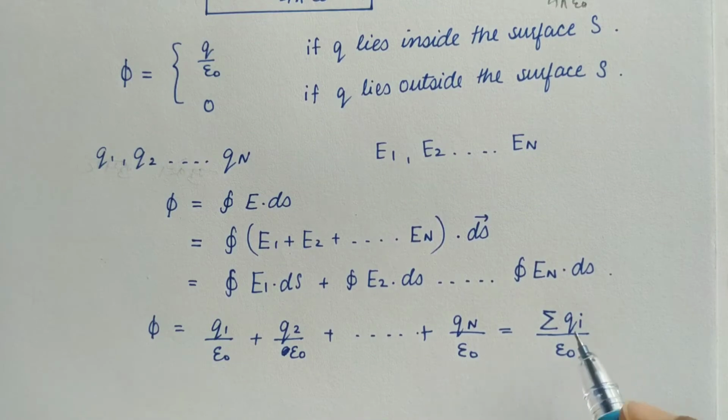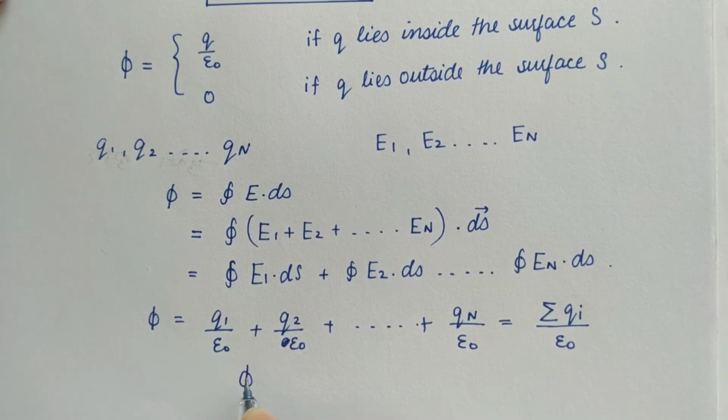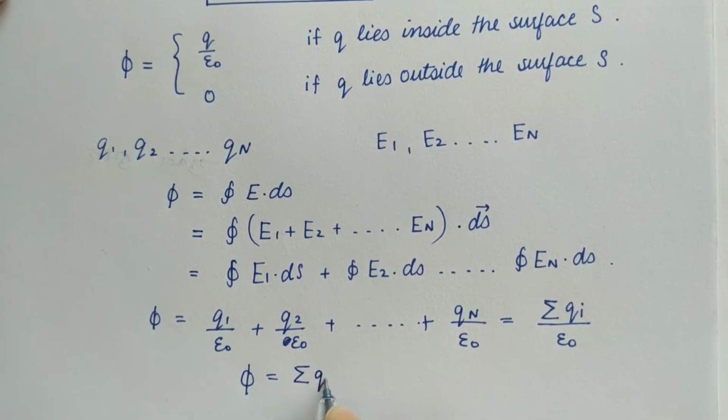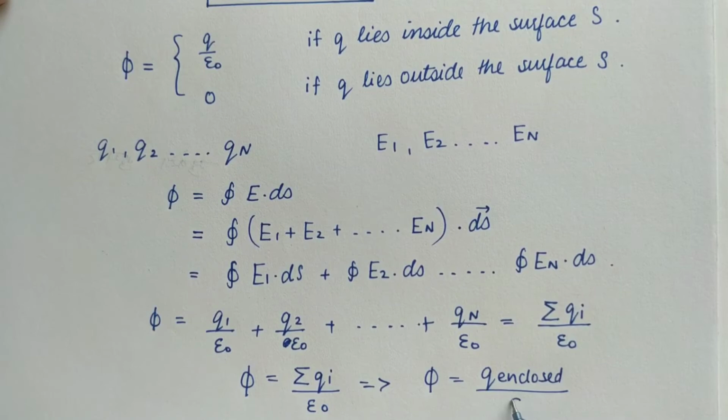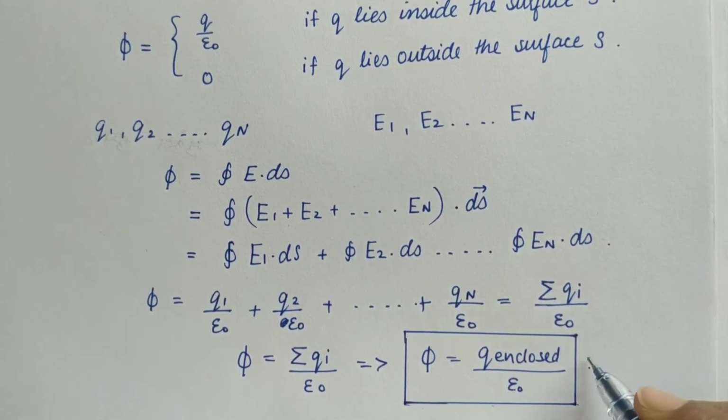So we can write it in summation form as summation qi upon epsilon naught, where i goes from 1 to n terms. So here we prove the Gauss law that phi is equal to the summation of charges upon epsilon naught, or we can write it as q enclosed divided by epsilon naught. So this is Gauss law.